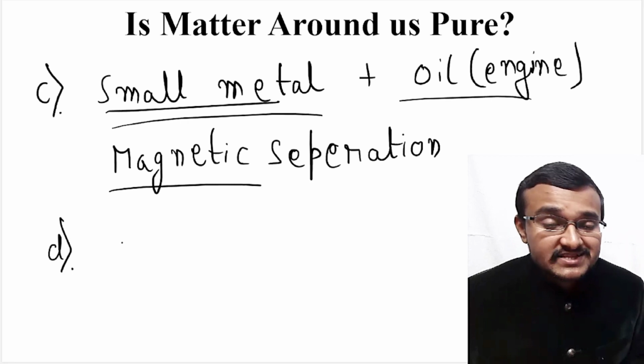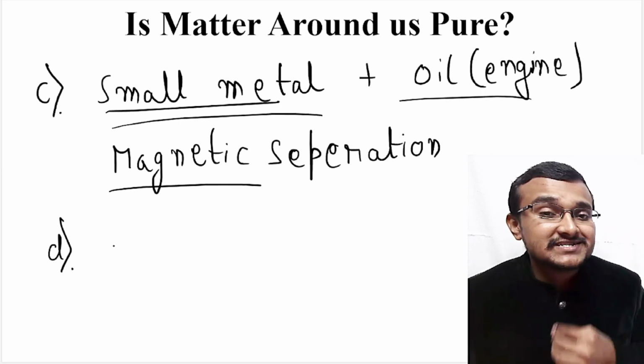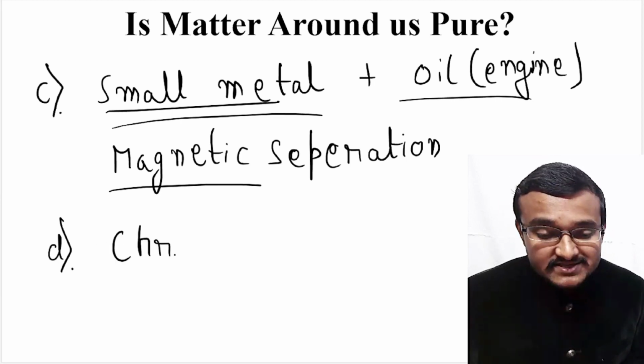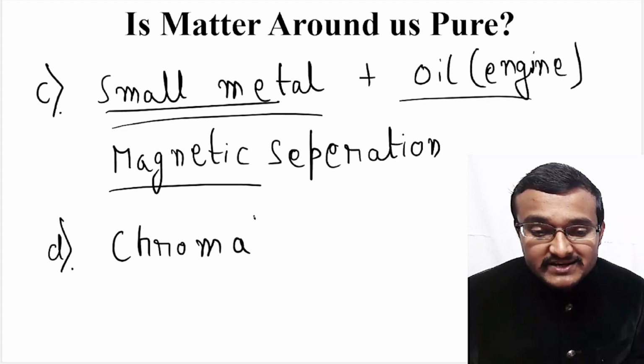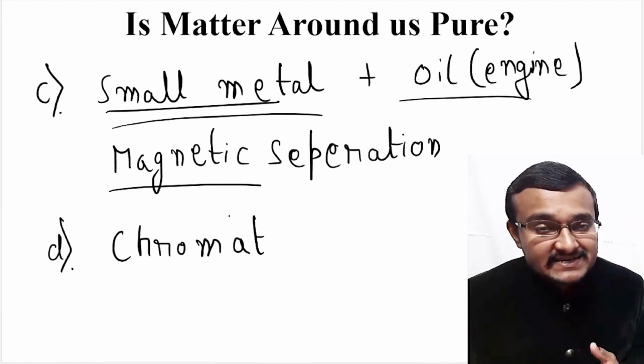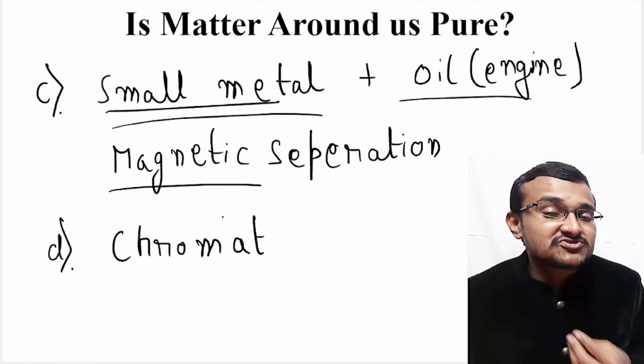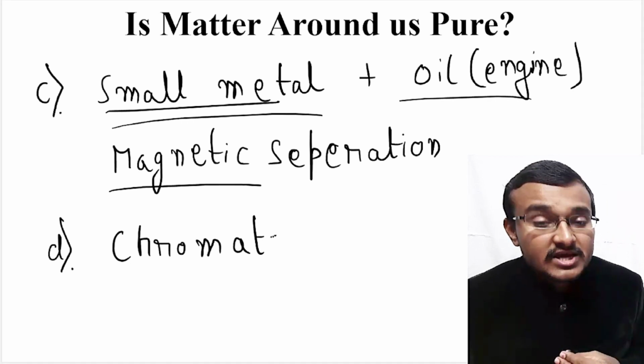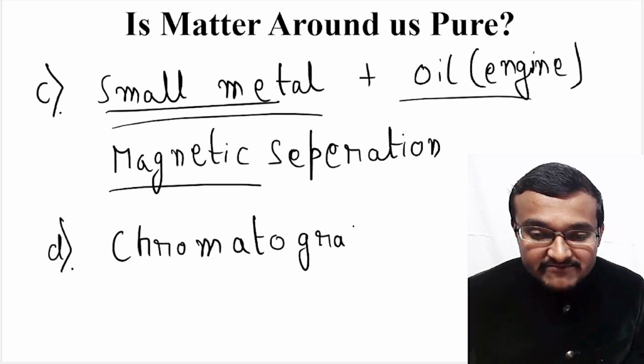Coming to the D question, they have asked how you will separate different pigments from a flower petal. The method used here is chromatography. There are different kinds of chromatographic techniques used to extract and separate pigments present in the flower petal. So the answer is the chromatography method.